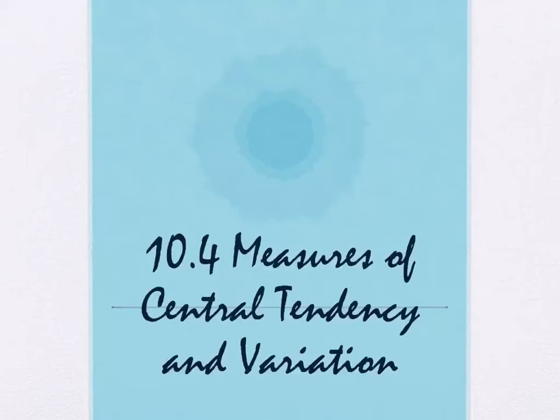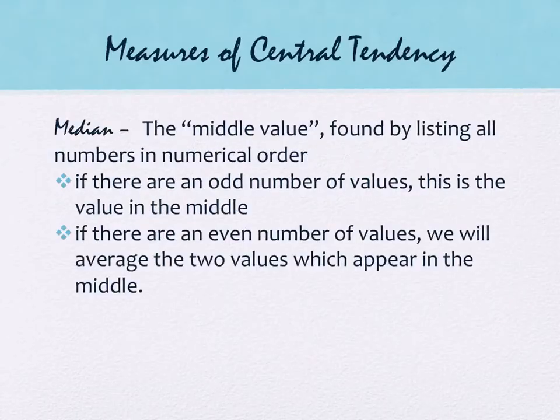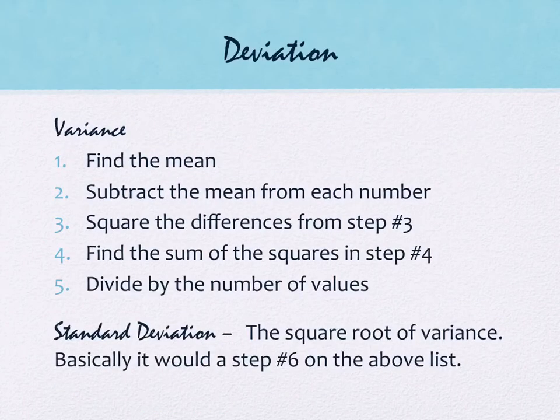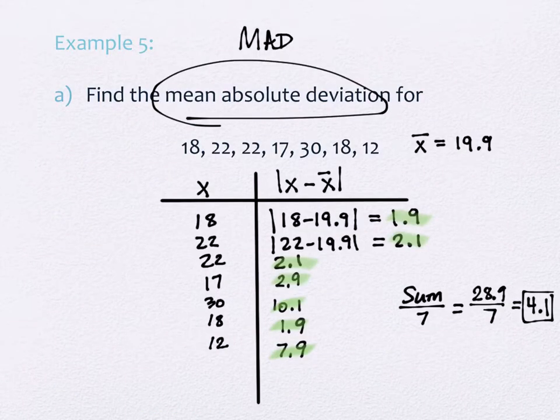Today we're going to finish section 10.4. We left off, the last thing we had done was something called mean absolute deviation. And let me just remind you real quick of the table that we set up for that, because it's directly related to what we're going to do for the next one.